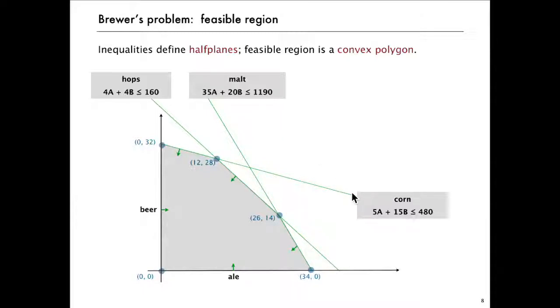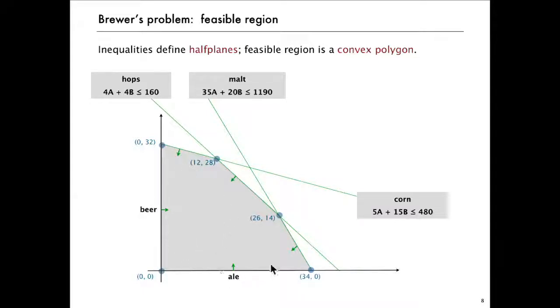That is, for the amount of corn, you have to have 5A plus 15B less than or equal to 480. If you draw the line 5A plus 15B equals 480, which is this line here, and it intersects way out there, then everything above this line is not feasible. We don't have that much, and everything below that line is possibly feasible. And actually all we do is intersect all the half planes, including the half plane above the x-axis and to the right of the y-axis.